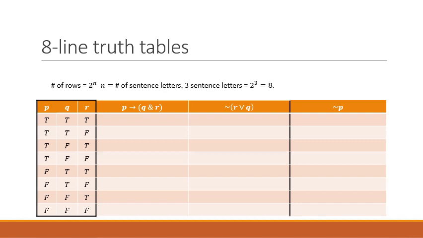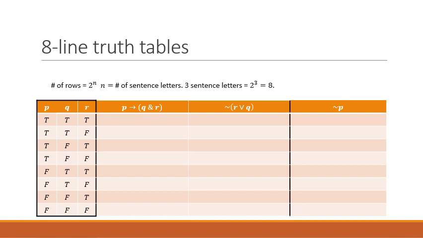So that means more calculations. It means the substitution stuff gets a little bit more tricky, but it's still the same idea. You just fill out the truth table, and you check and see if you ever have true premises and a false conclusion. So I'm going to fill this out here.